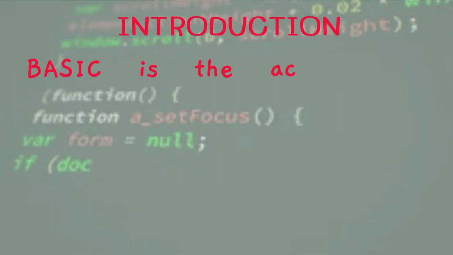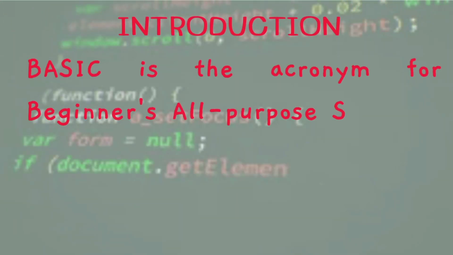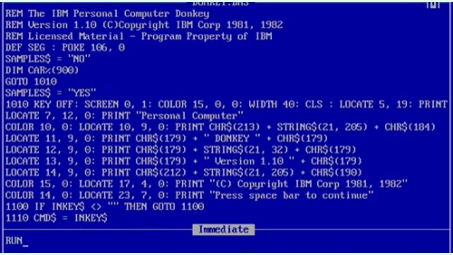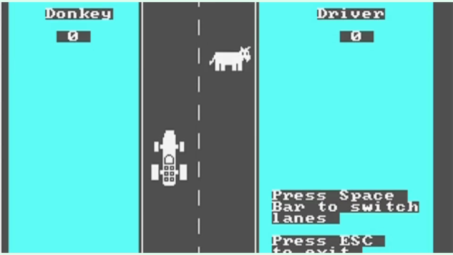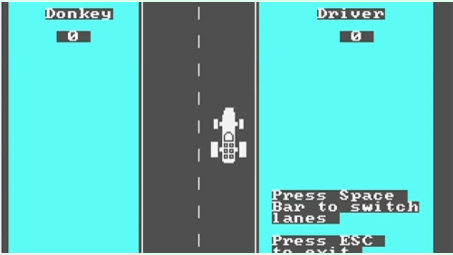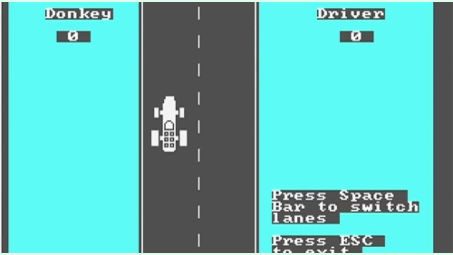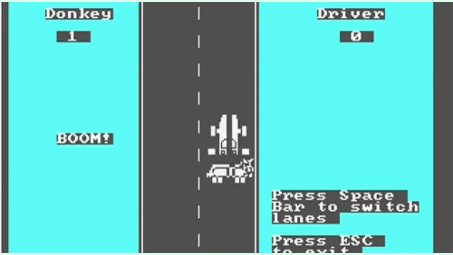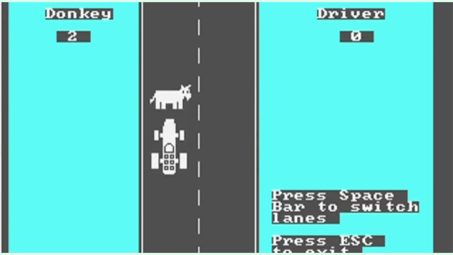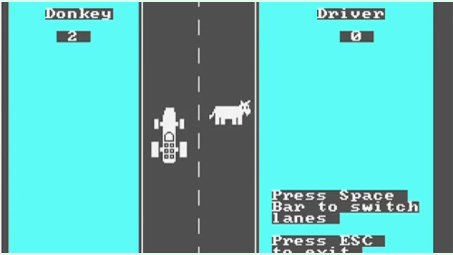What is BASIC? BASIC is the acronym for Beginner's All-Purpose Symbolic Instruction Code. Now, it was invented by two scientists. Their names are John Kemeny and Thomas Kurtz. They actually invented BASIC in 1964.